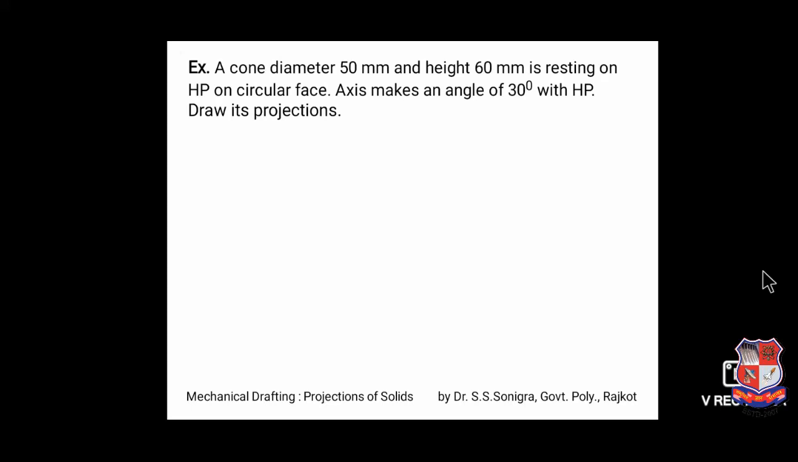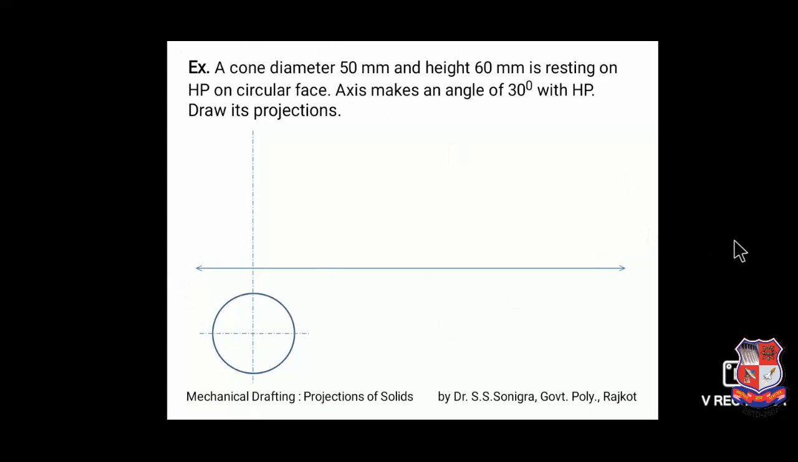Data is given like this: a cone of diameter 50 mm and height 60 mm is resting on HP on its circular base. Its axis makes an angle of 30 degree with HP. Draw its projection. So to draw the projection, first of all, draw the XY line that represents the intersection of the horizontal plane and vertical plane. And as it is a cone, draw a circle below the XY line having diameter 50 mm.